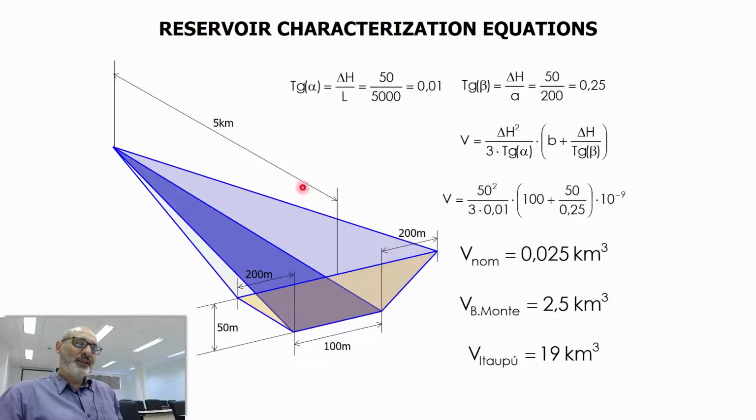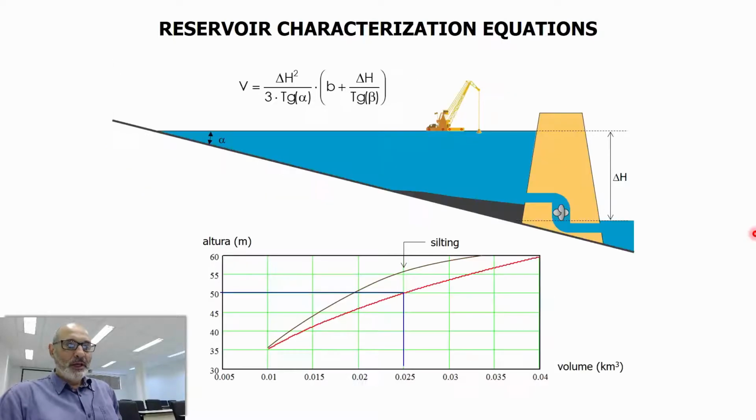So 5 kilometers extension, this is a small reservoir, 100 meters, 200 meters, 50 meters. These are typical for small reservoirs in the Tietê River. By doing the calculations, we get 0.025 cubic kilometers of water in this reservoir. And when you compare this with Itaipu, 19 cubic kilometers, and with Belo Monte, 2.5 cubic kilometers, you get these typical numbers here.